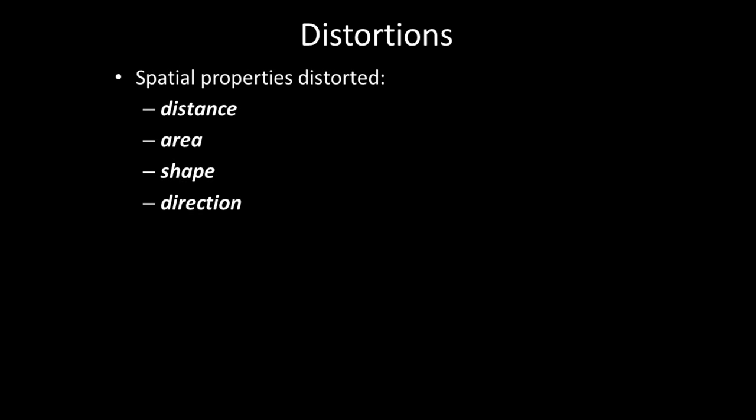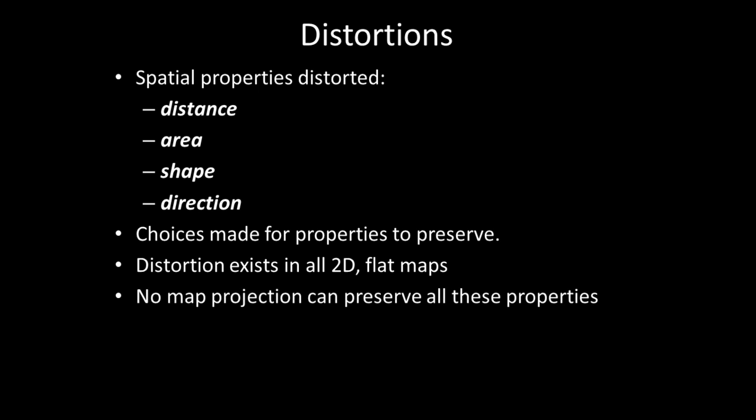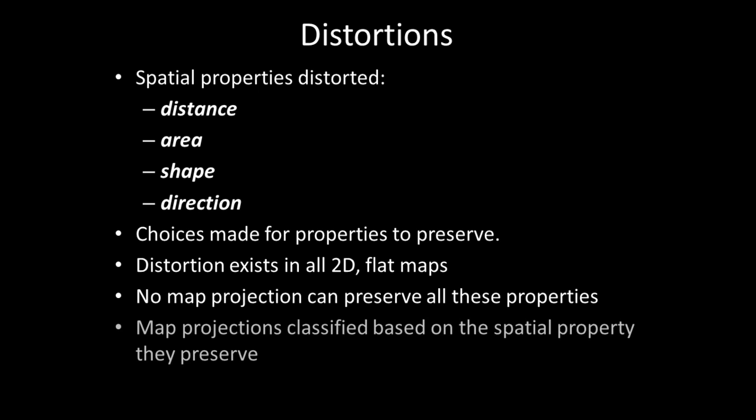Creating a map projection distorts the spatial properties of the final two-dimensional map. Spatial properties that are distorted include distance, area, shape, and direction. When a flat map is made, choices are made, dependent on the intended use of the map, as to which of these properties to preserve. Thus, distortions exist in all two-dimensional flat maps, as no map projection can preserve all of these properties. And map projections are classified based on the spatial property they preserve.